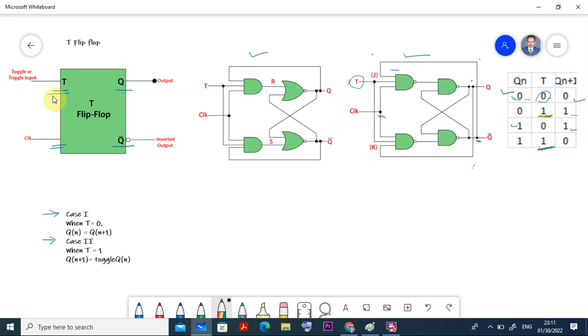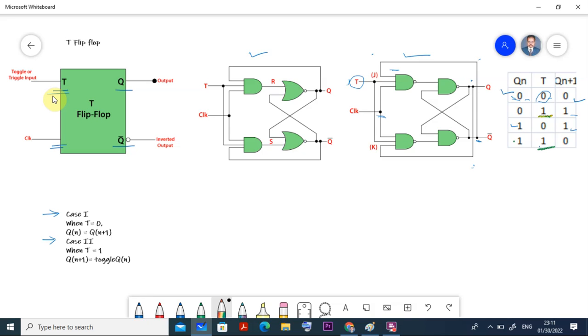So in this case what happens is that Qn+1 becomes the toggle of Qn. If it is 0 it becomes 1, if it is 1 it becomes 0. So these are the cases, it is possible here only. Okay, then we can go for the characteristics table.